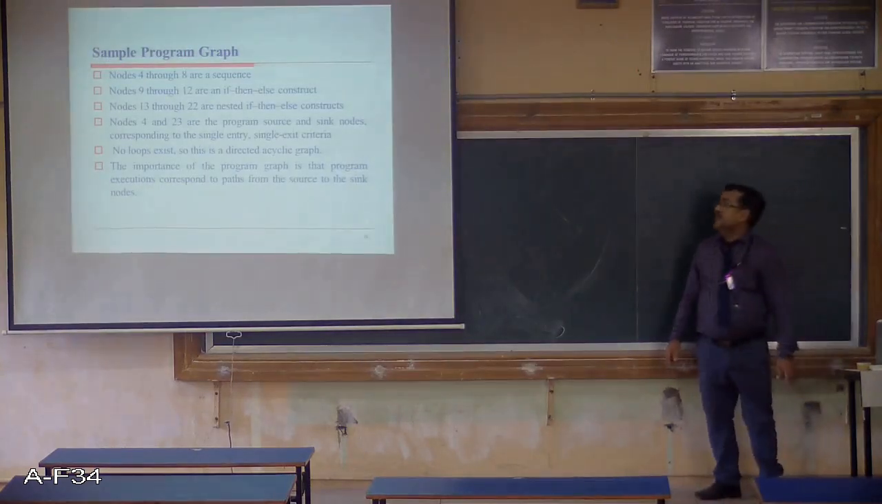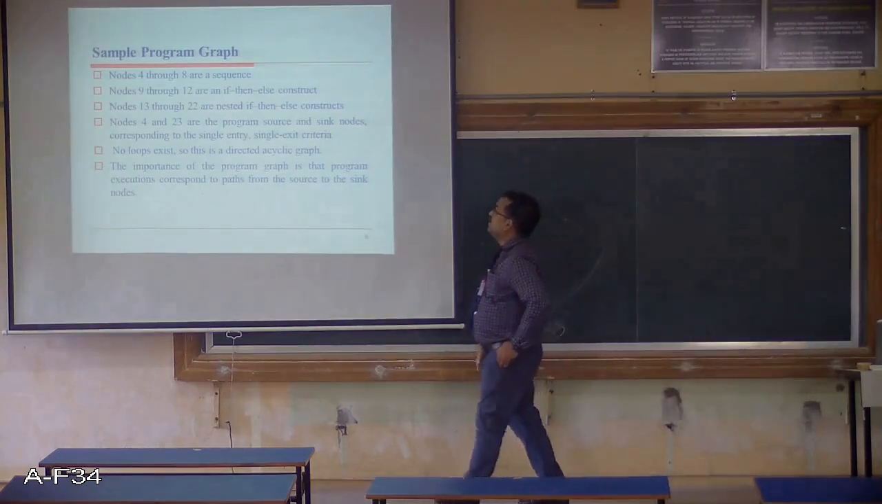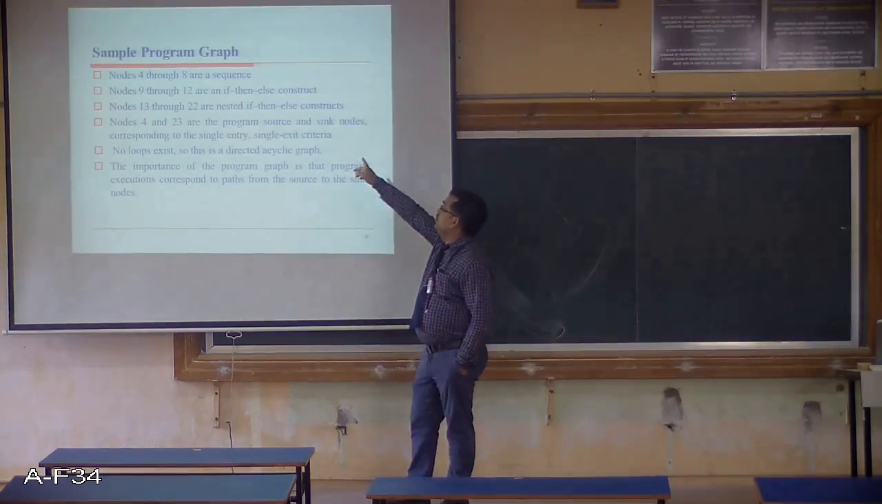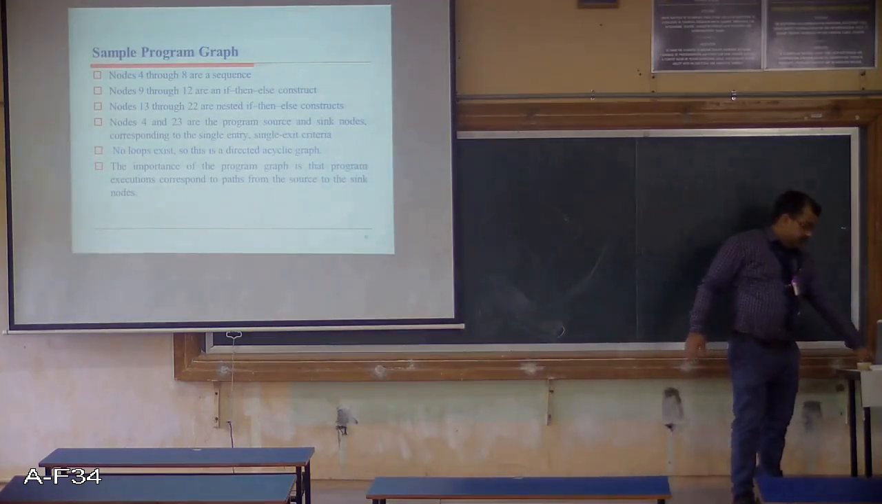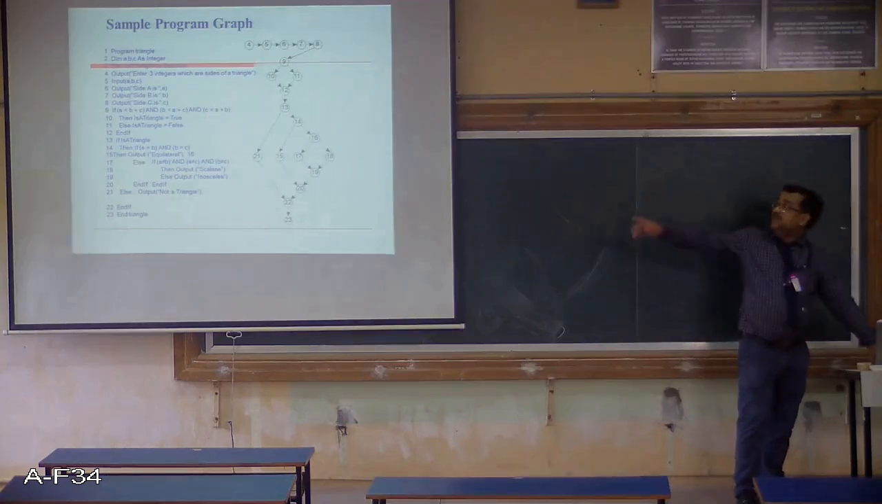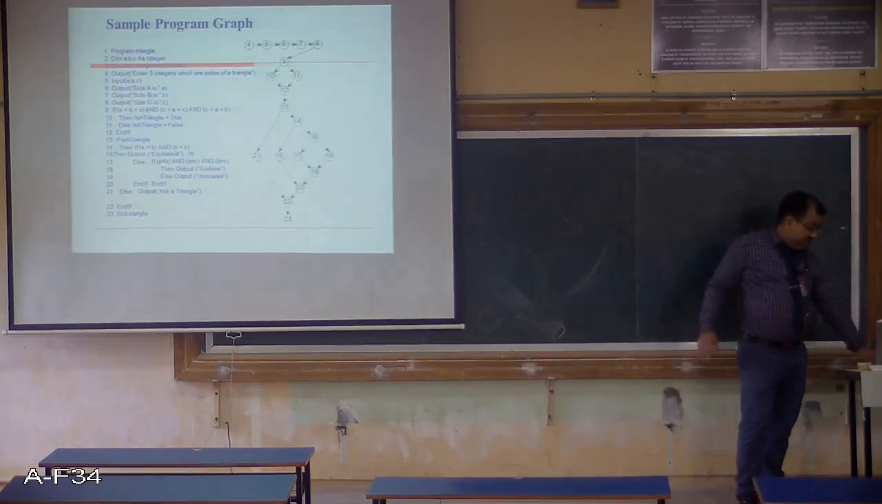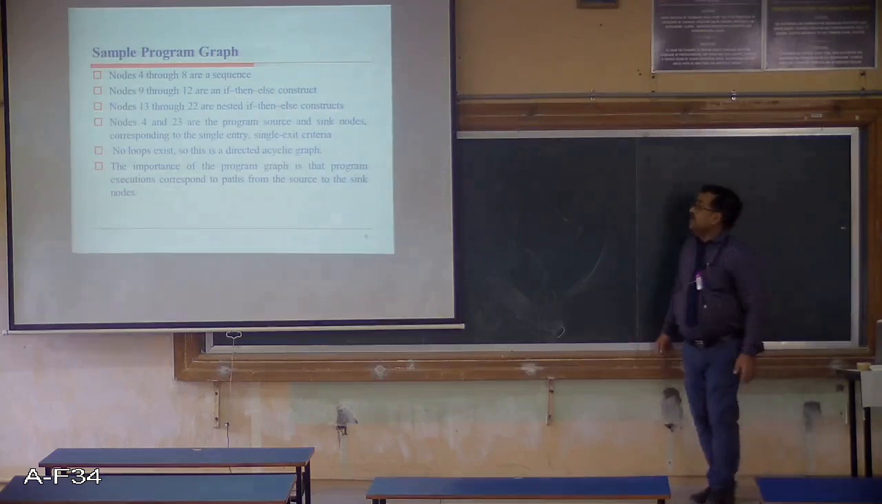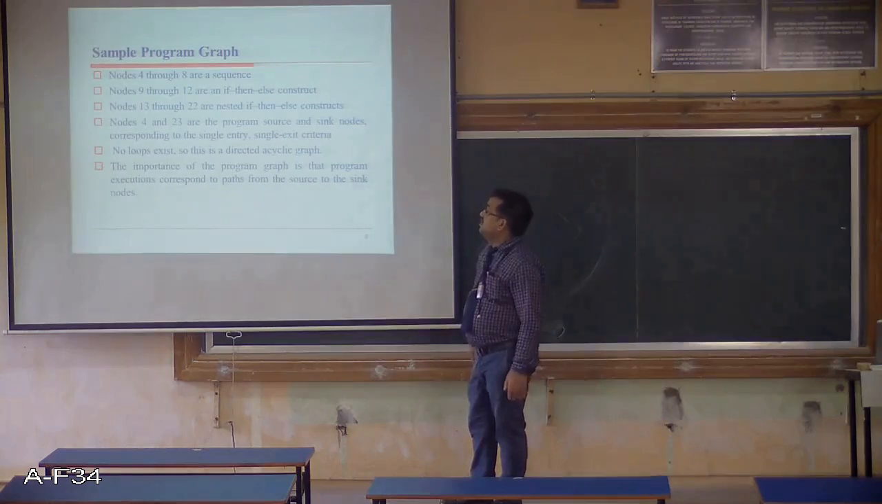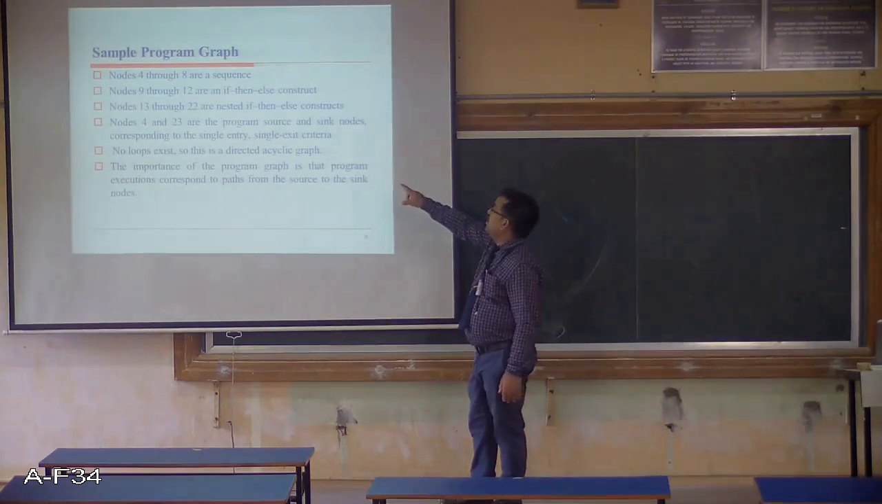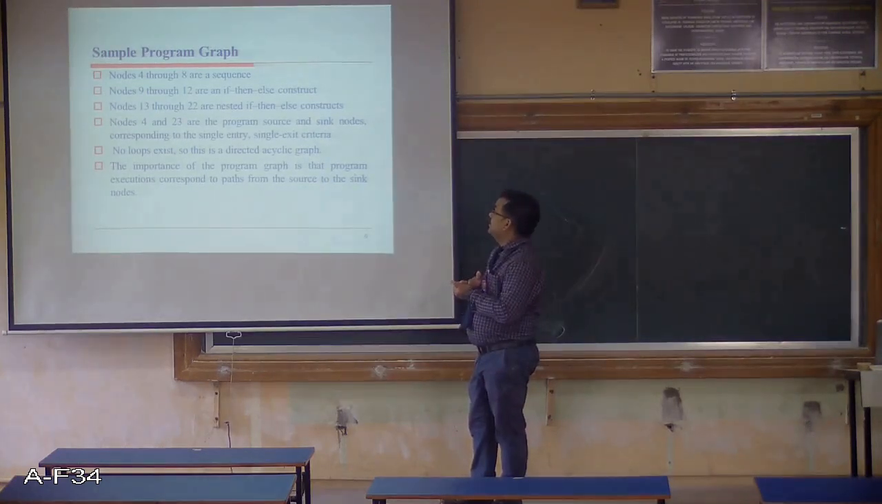So that is what has been indicated there. That is, nodes 4 to 8 are the sequences. The top level nodes 4 to 8 are the sequences. Nodes 9 through 12 are the if then else structure. Nodes 13 to 22 are the nested if else ladder, that is, there is a nested if then else structure over there.